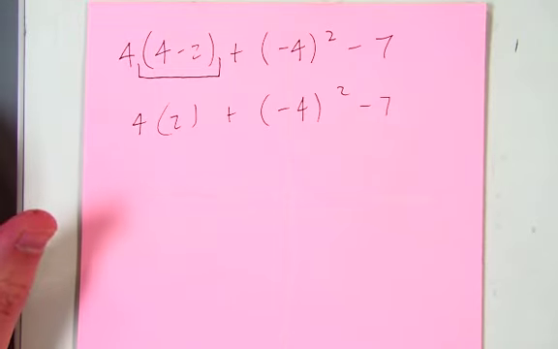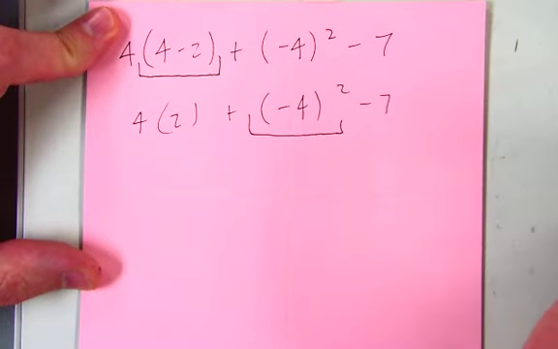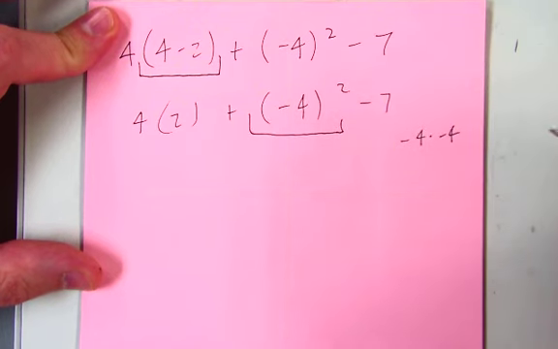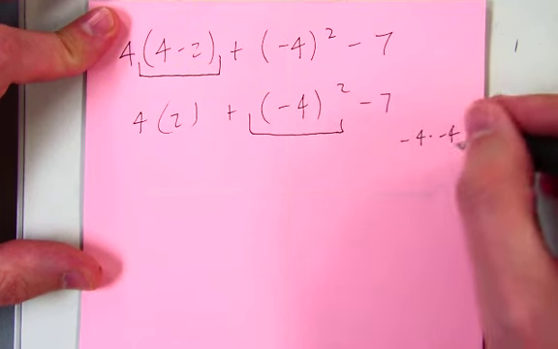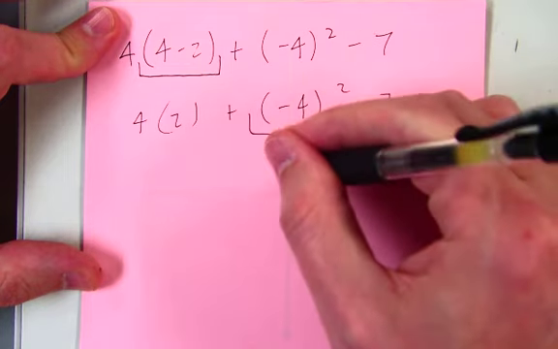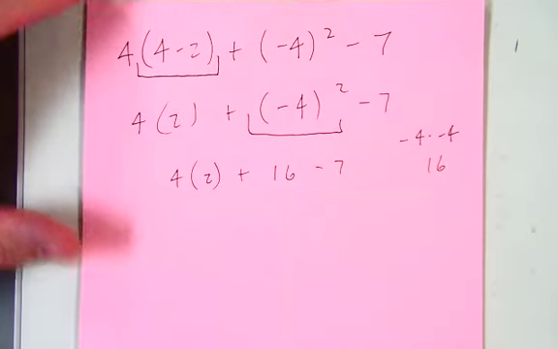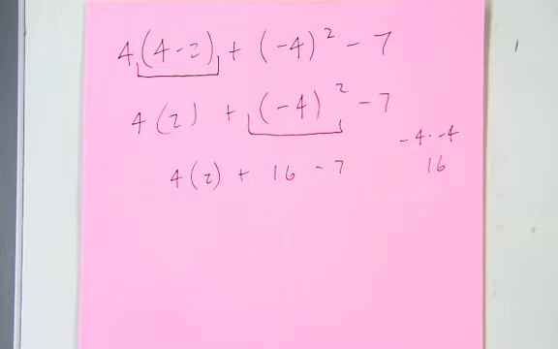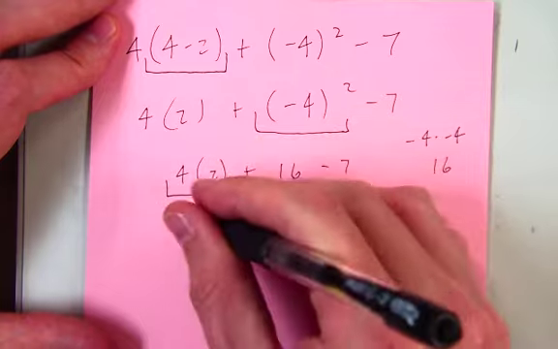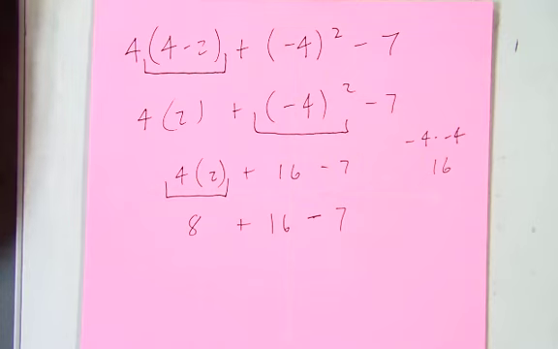Second step is look for exponents. Okay, I do have this (-4) squared, and (-4) squared means -4 times -4, right? So working that out, 4 times 4 is 16, and then my answer here has got to be positive because my signs are the same. So this is going to be 16, and then I'll bring everything else on down. Okay, so done with my exponents. Third step is multiplication and division from left to right, and I do have a multiplication over here, so I'm going to do that next. 4 times 2 is 8. Okay, and then done with that step.